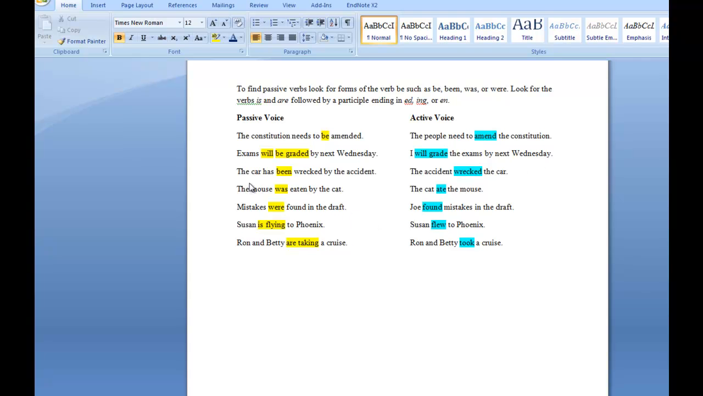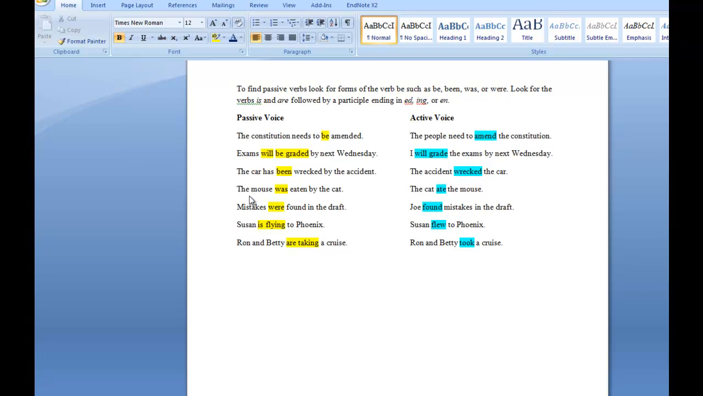Another example, the car has been wrecked by the accident. Okay, this is a passive verb. And again, if we turn this around, the accident wrecked the car. That's more direct, and it says who did what to who. The accident wrecked the car. In this case, we have it flipped around and we're waiting to see how the car was wrecked by the accident.